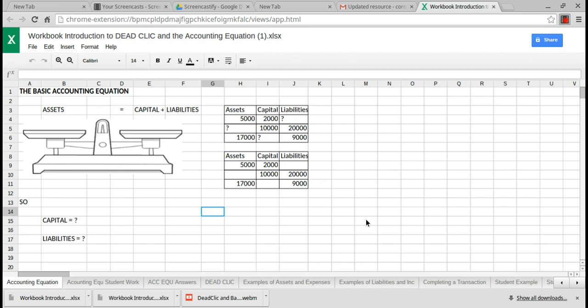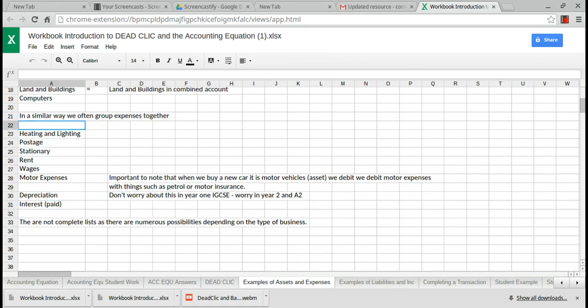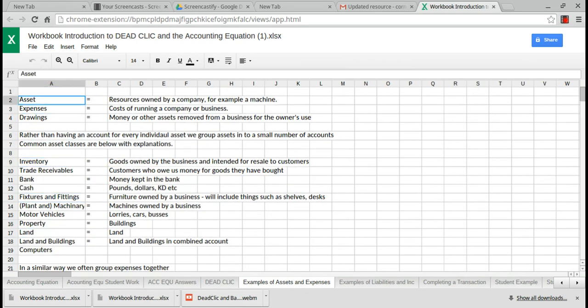Assets basically are the resources that a business has to use, and I've given you some examples on a separate page that you can have a look at. But it's what the business owns and is going to use, for example, machinery. And these will normally be grouped together, so there are some headings down here that you can look at for ways that we group them. So, for example, if a business buys shelves, desks, tables, they wouldn't have a separate account for shelves, one for tables, one for desks, but they put them all into a fixtures and fittings account.